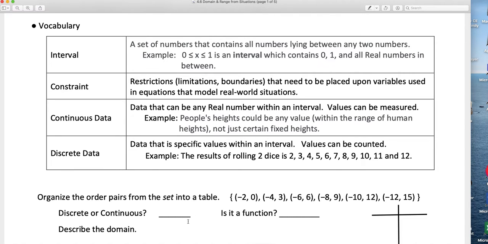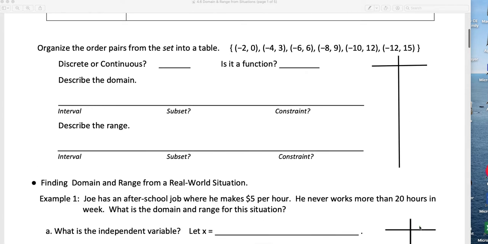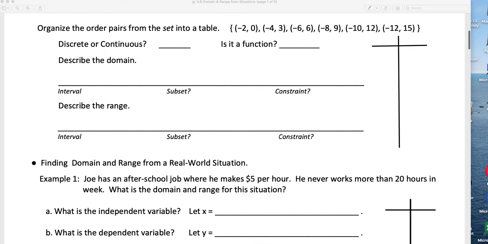All right, so we're going to start off and then we're going to get some thoughts about how this is going to work, and then we've got some examples. Okay, we've got some instructions here. Organize the ordered pairs from the set into a table. So we've seen this before. Use a table. It makes things really easy to see. It gives us a way to think about all of this random information. So we're going to have X's and Y's.